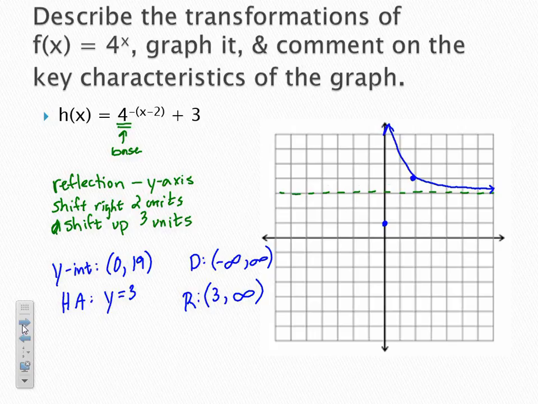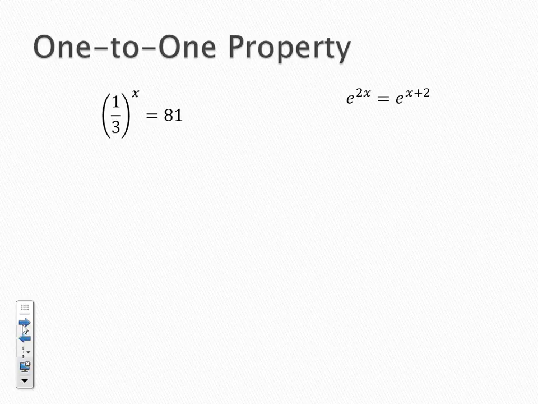All right, well, moving along here, let's talk next about the one-to-one property. This is a very simple property to apply when it comes to solving equations that involve exponents. Now, this property doesn't always work, but the key to it is, can we rewrite problems so that both sides have the same base? So let's start out with our problem, 1/3 to the x power equals 81. And the question that I have to ask myself is, is there a common base between 1/3 and 81? Hopefully we recognize that there is. Both of these can be represented with a base of 3.